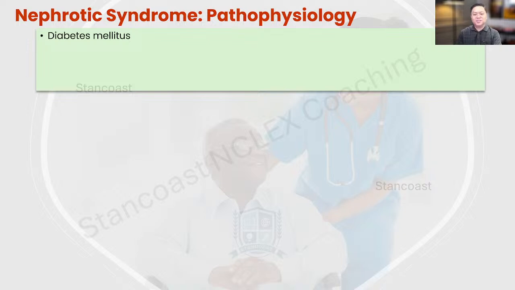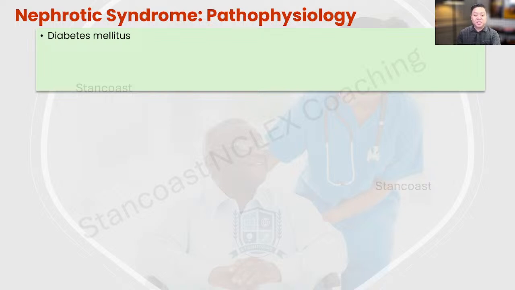Now, let us refamiliarize that consistent high blood sugar levels can damage the blood vessels in the kidneys, including the glomeruli, which can increase the permeability and also protein loss.